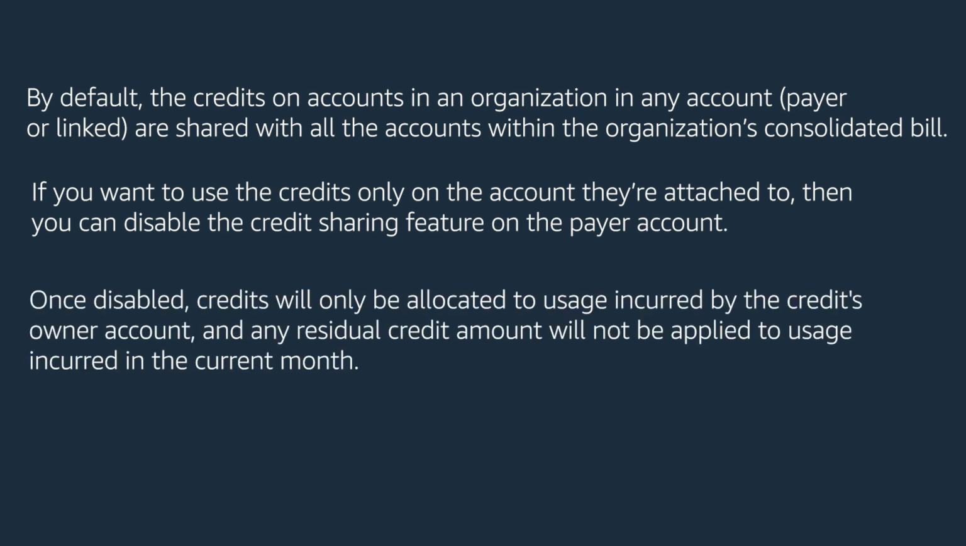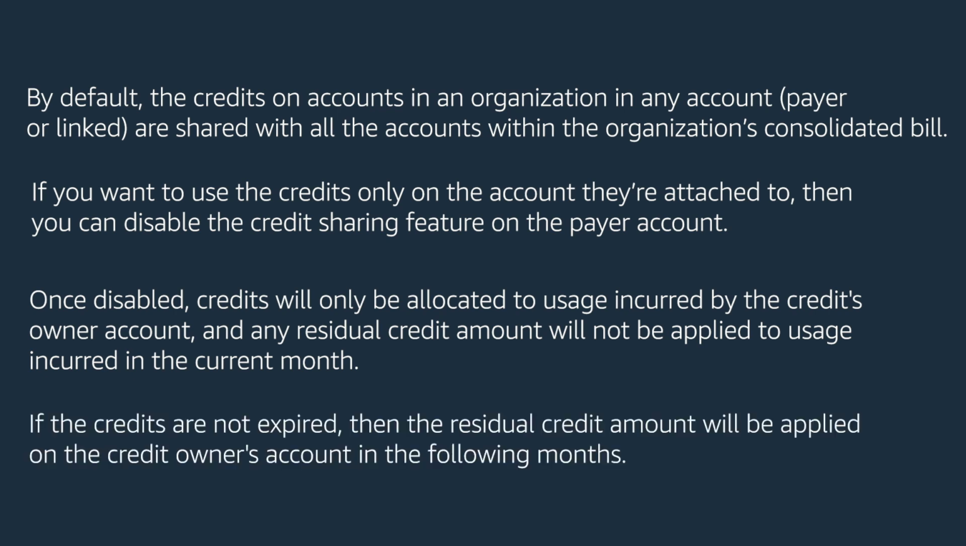Once disabled, credits will only be allocated to usage incurred by the credit's owner account, and any residual credit amount will not be applied to usage incurred in the current month. If the credits are not expired, then the residual credit amount will be applied on the owner's account in the following months. Now, I will go through the steps of disabling credit sharing.